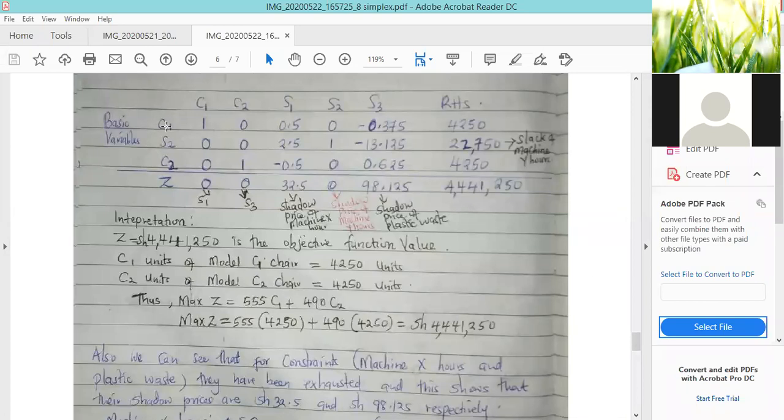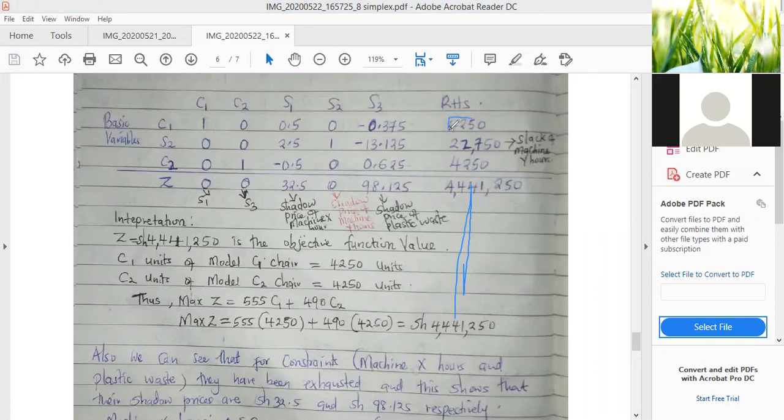Then the solutions to the C1 and the C2 are what? The number of chairs for C1 model are 4250 chairs. The number of units for C2 model chairs are 4250 chairs. And finally, the solution of the Z is 4,441,000. If you still want to do the substitution in your objective function, you still can do that, and you'll have the same value arrived at as what you'd have found from the table. These two should actually be the same.